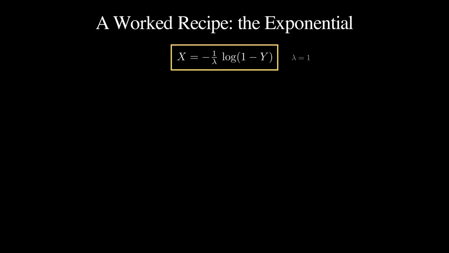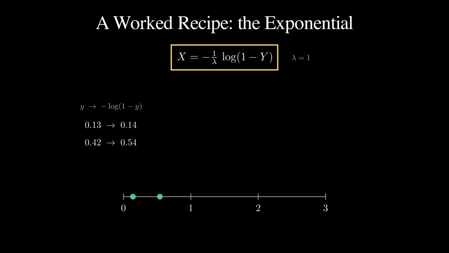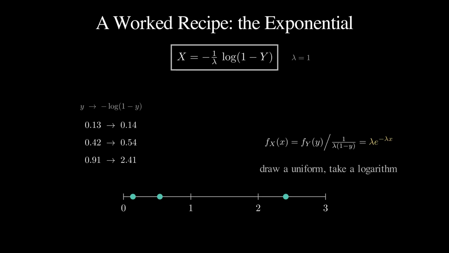Take lambda equal to 1 to keep the numbers visible. Feed it actual uniform draws. 0.13 becomes a short weight, 0.42 a moderate one, 0.91, where the logarithm climbs steeply, becomes a long one. Small uniforms map to short weights and draws near one stretch deep into the tail. The change of variables formula confirms it. Differentiating pushes the uniform density to lambda times e to the minus lambda x, exactly the exponential density. This is how a simulator makes arrivals. Draw a uniform, take a logarithm, done.